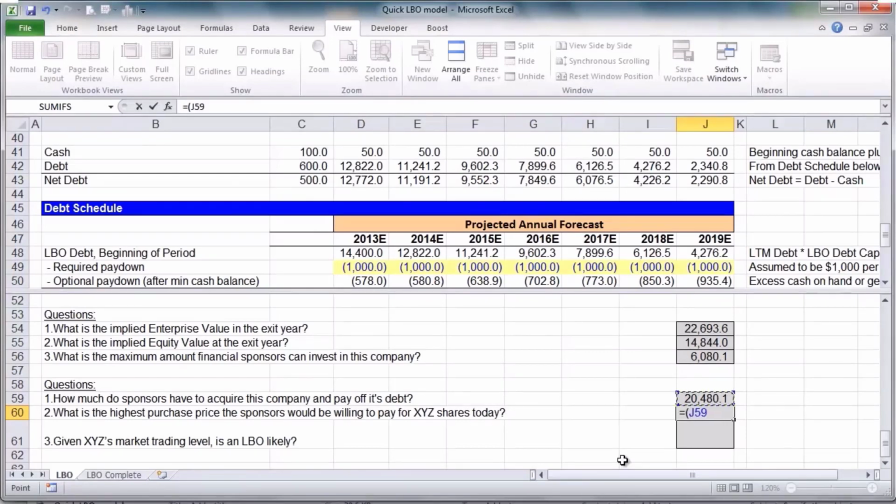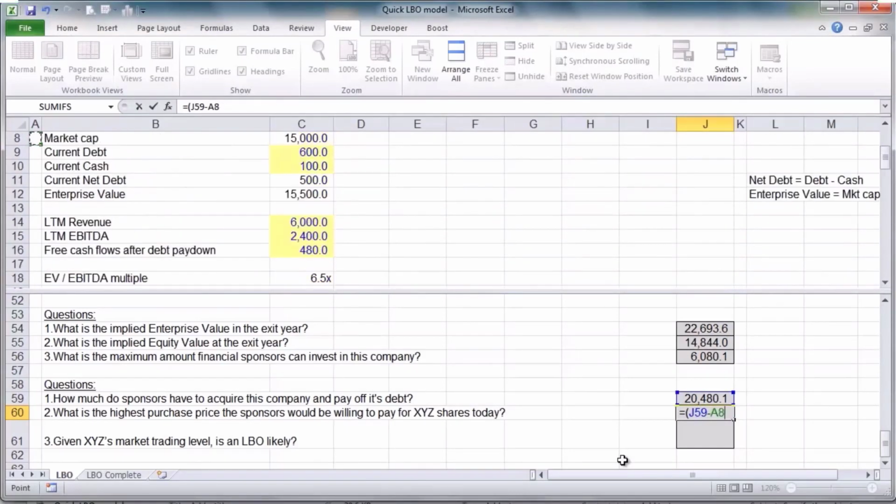We have $20.5 billion to play with to acquire the company. So we're going to buy it. We're going to pay off its current debt. This company currently has $600 million on its books. But of course, when we buy the company, we get its $100 million in cash that it has on its balance sheet. So we're going to subtract out the net debt. Again, just like enterprise value. If you have enterprise value and you have net debt, you subtract the two, you're left with equity value. This $20.5 billion is enterprise value, less net debt.